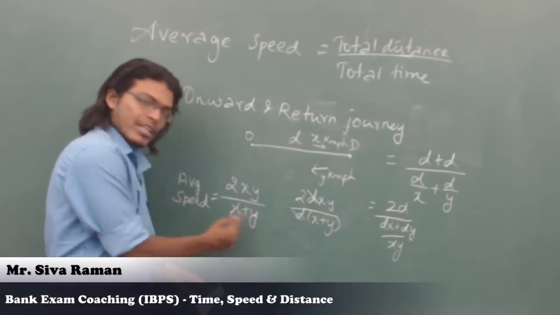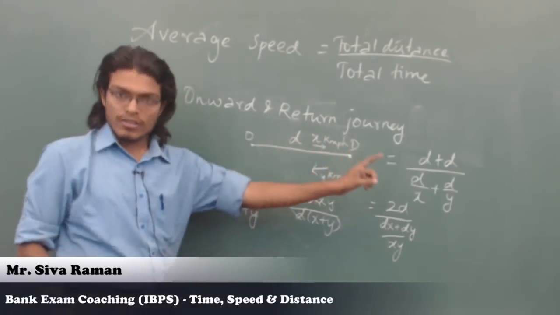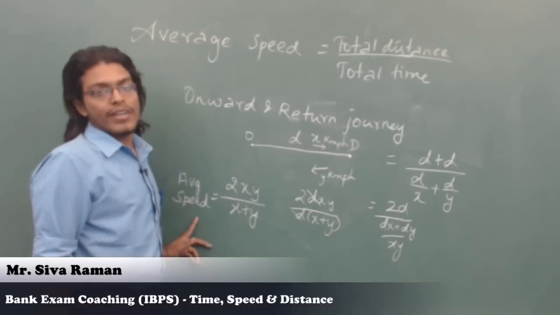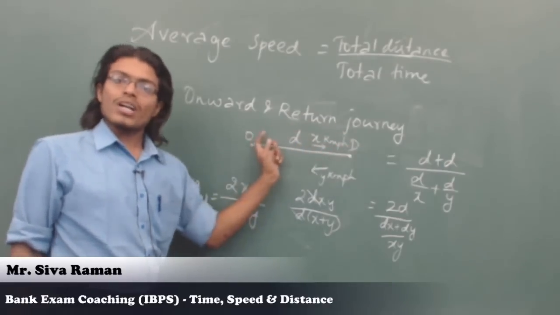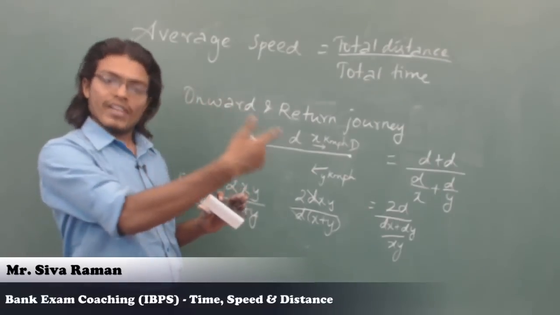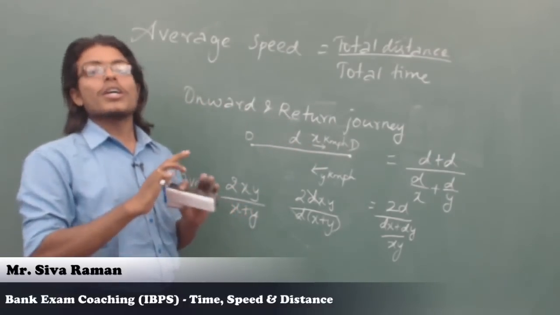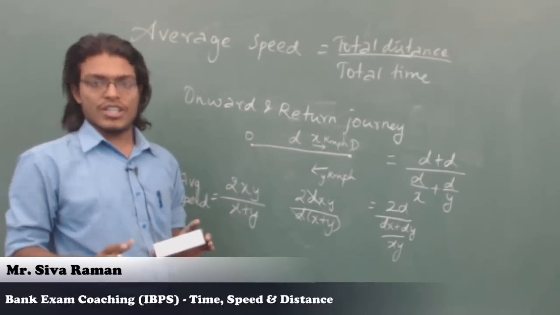What we have here, all the variables, are just speeds. So, if you know the onward journey speed and return journey speed, you can calculate the average speed. You don't need to worry about the distance between the points or the time taken for each journey. If you just know the onward journey velocity and return journey velocity, you can calculate the average speed of the journey.